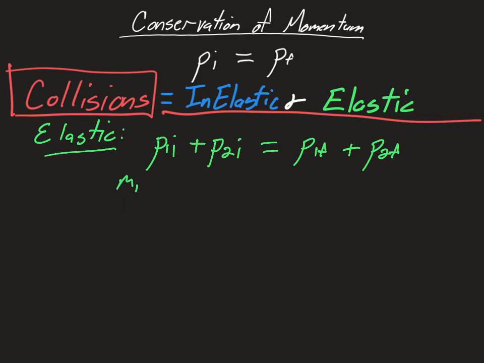So now you have the mass of 1 times the velocity of 1 initial plus the mass of 2 times the velocity initial of 2. It has to be equal to the mass of 1 times velocity 1 final, plus mass 2 times velocity 2 final. All right. Okay, so you can see that the momentum here was conserved in the ending.